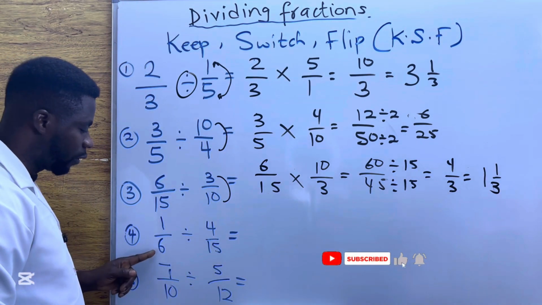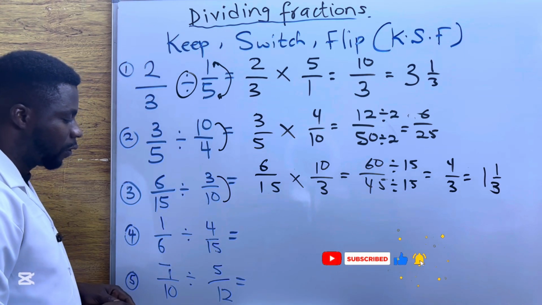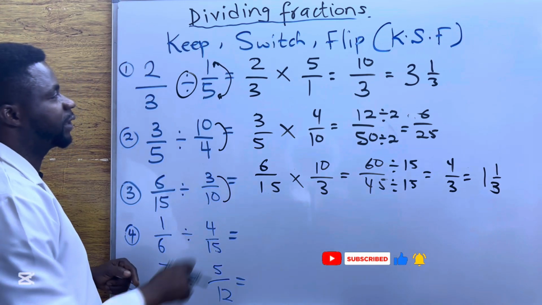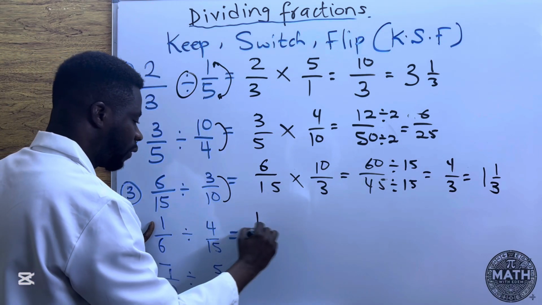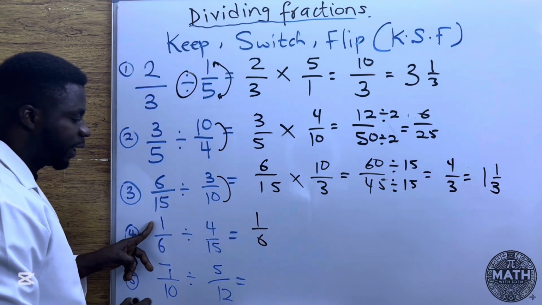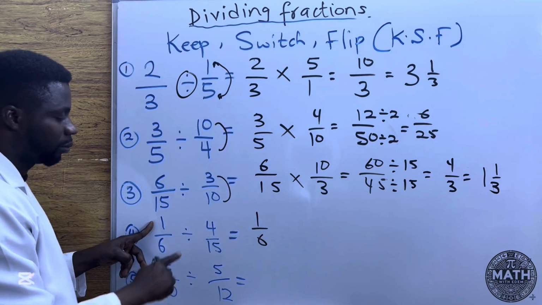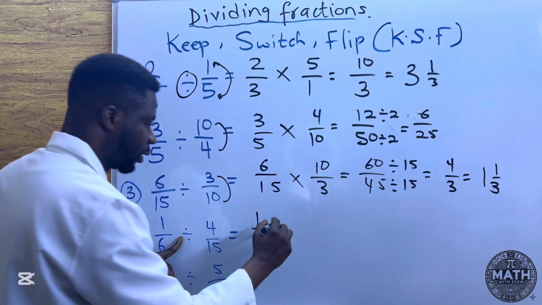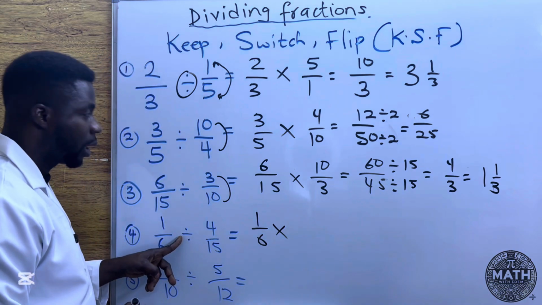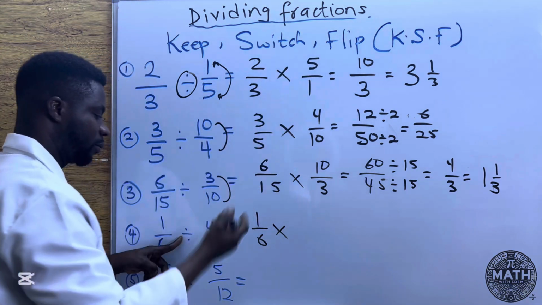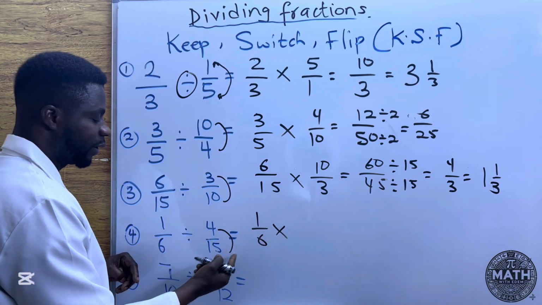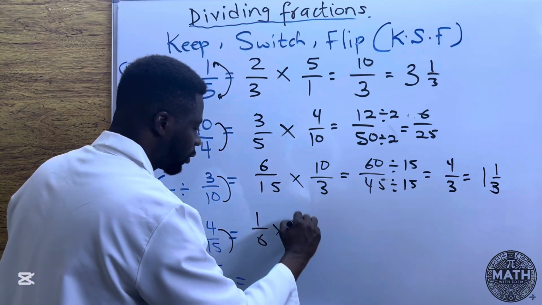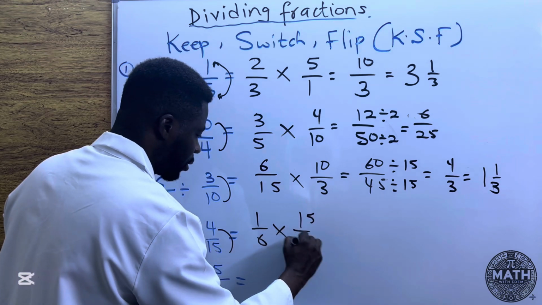We have 1 over 6 divided by 4 over 15. The first step is to keep the first fraction. So we are keeping 1 over 6. And then the next step is we are switching from division to multiplication. So multiply. And then the next step is to flip. That is taking the numerator down and bringing the denominator up. So that's going to give us 15 over 4.